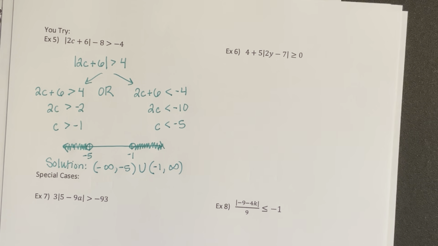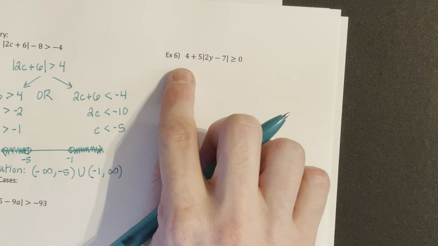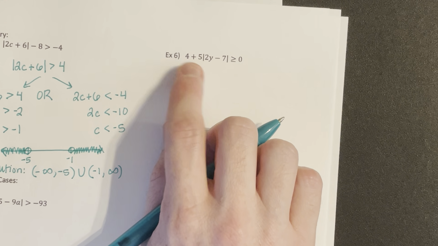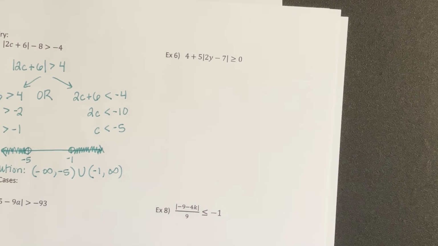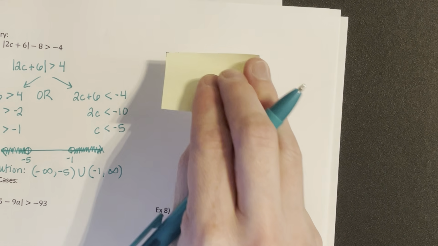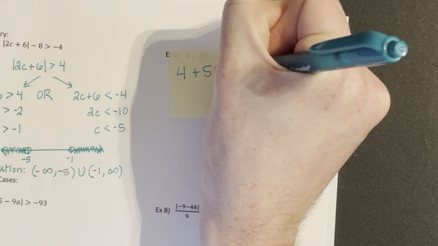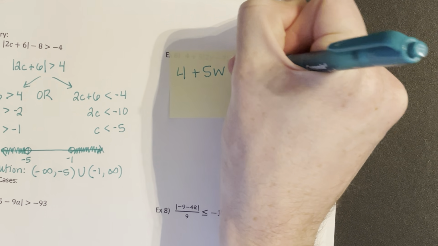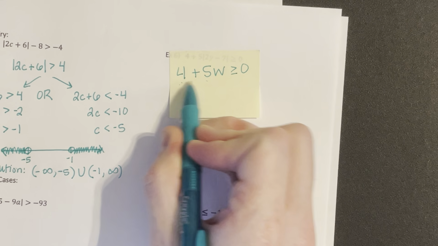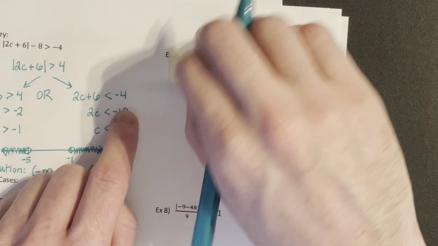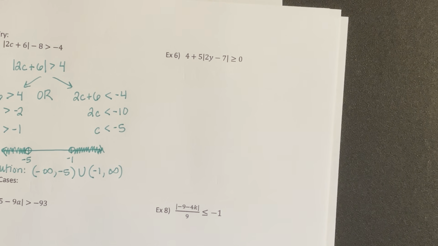And if you finished number 6 already, you would have subtracted 4 first. You cannot combine 4 and 5 right now. All right, just think of that absolute value as a different type of expression. So 4 plus 5, let's say w, is greater than or equal to 0. There's no way that we could combine that to make that 9w. So you have to get rid of the 4 first to be able to isolate the absolute value.